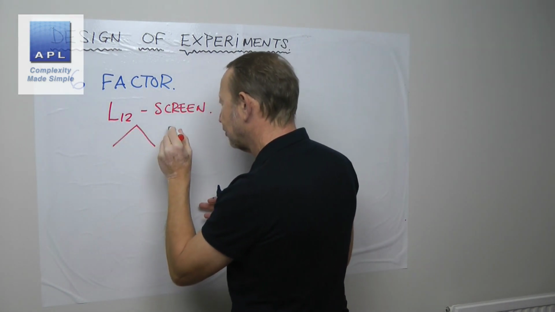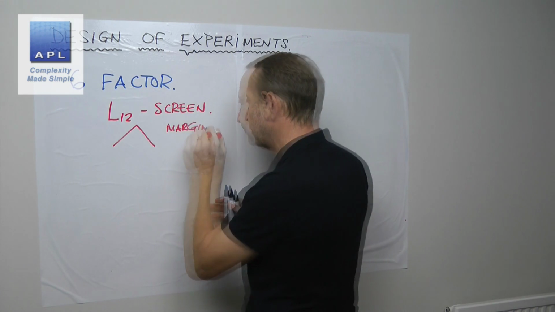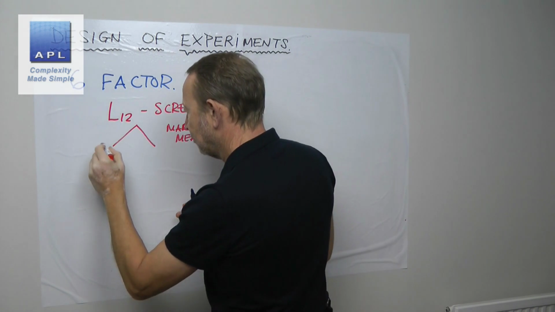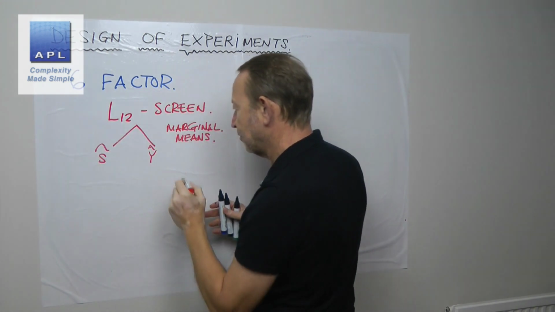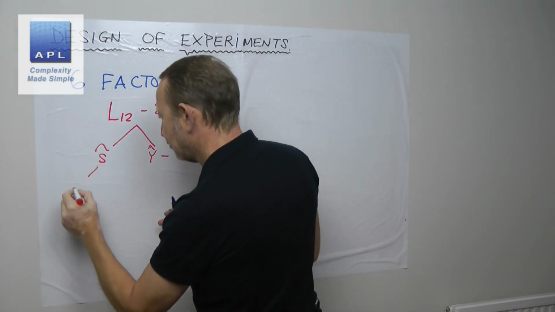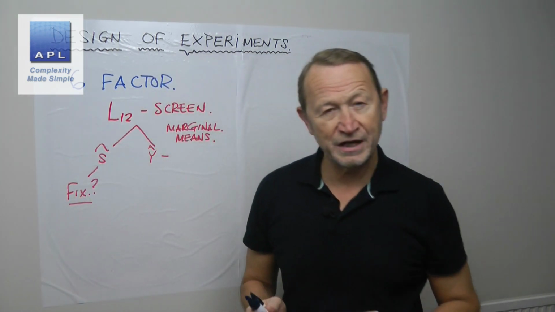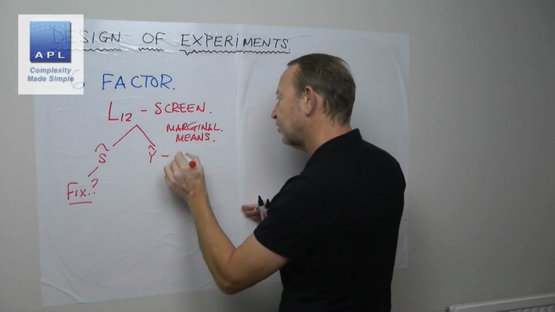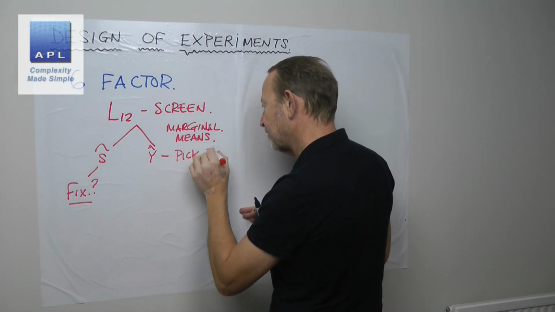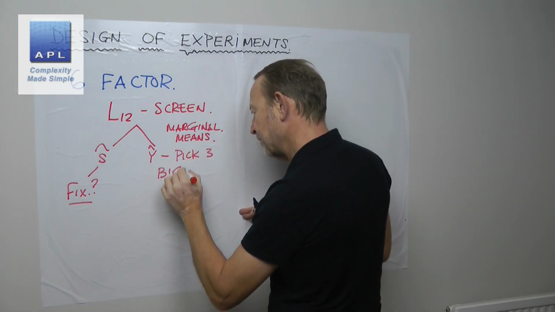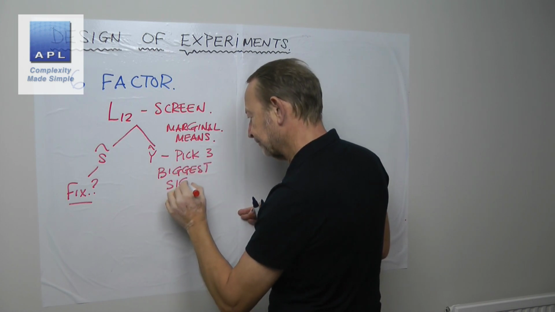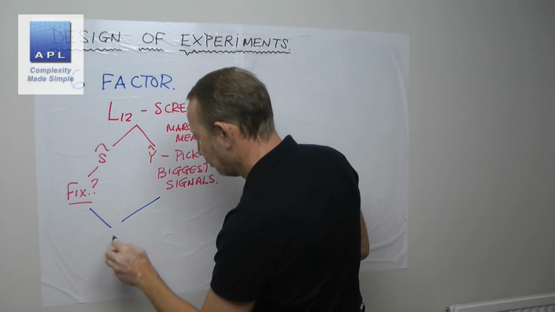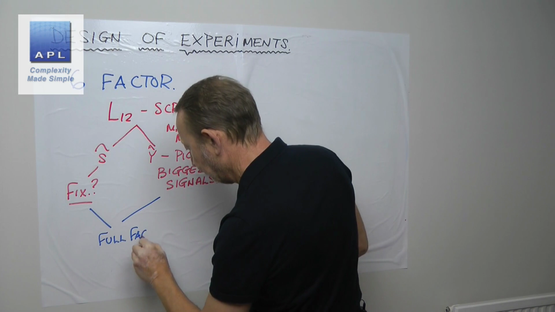L12, you're going to do the marginal means. And of course, as you do the marginal means, you do an analysis for S, you do an analysis for Y. S is that you identify a factor to minimize standard deviation. Y, you pick the 3 biggest signals. And of course, what do we do next? We put those 2 pieces of knowledge into a full factorial.